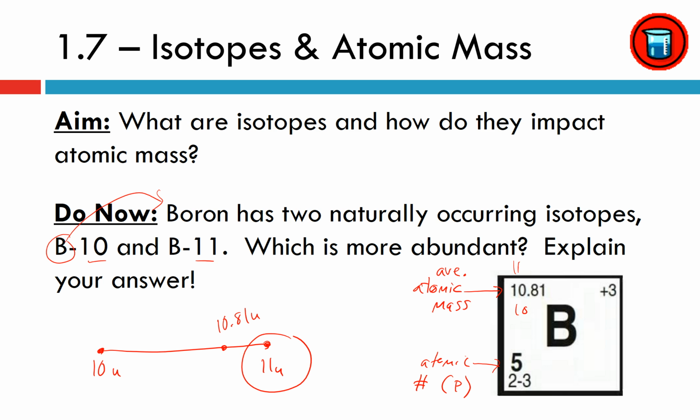And if you were to go online and look up the relative abundances, we'd see that roughly 80% of boron atoms have a mass of 11, and that leaves the remaining 20% to have a mass of about 10 u. So again, we can tell which one is more abundant because when we look at the average atomic mass, that's just those two isotopes, whichever isotope the average atomic mass is closest to will be more abundant. All right, let's go talk a little bit more about what isotopes are.